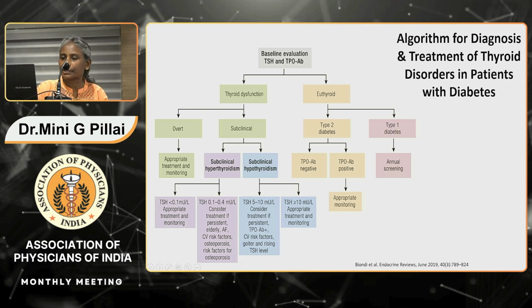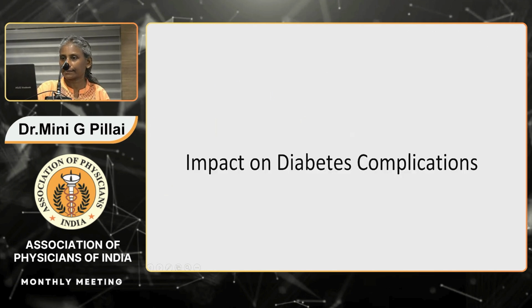TSH more than 10, appropriate treatment and monitoring. Again, there is no difference from the routine recommendation for treatment of subclinical hypothyroidism or hyperthyroidism, even if it is coexisting with diabetes. Again, coming to euthyroid on screening, if it is type 2 diabetes with antibody positive, monitor yearly preferably. Type 1 diabetes, annual screening is recommended.